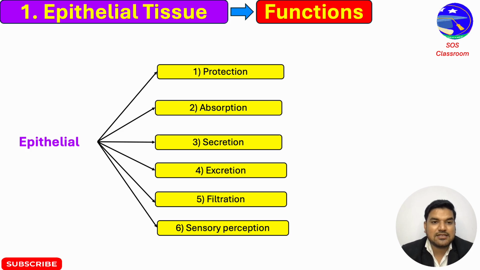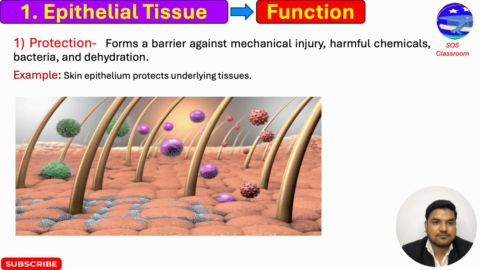So what is the function in protection? As a protection, it works against mechanical injury and harmful chemicals, bacteria, and dehydration. So protection works against different types of chemical injury, different types of harmful chemicals, bacteria, and dehydration. For example, skin epithelium protects the underlying tissue.